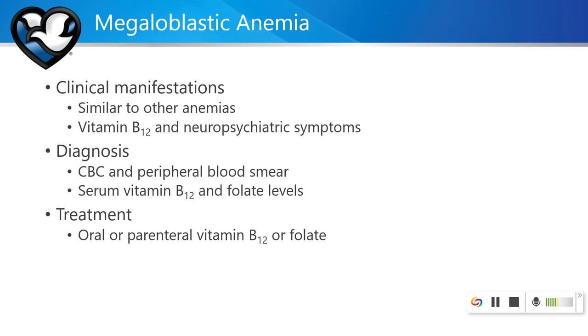Diagnosis is done through a CBC and peripheral smear, and results will typically show macrocytic red blood cells with low reticulocyte count, and the serum vitamin B12 and folate levels will be low. A homocysteine test may also be completed and is elevated with both deficiencies. An MMA test can be done to help differentiate between vitamin B12 and folate acid deficiencies.